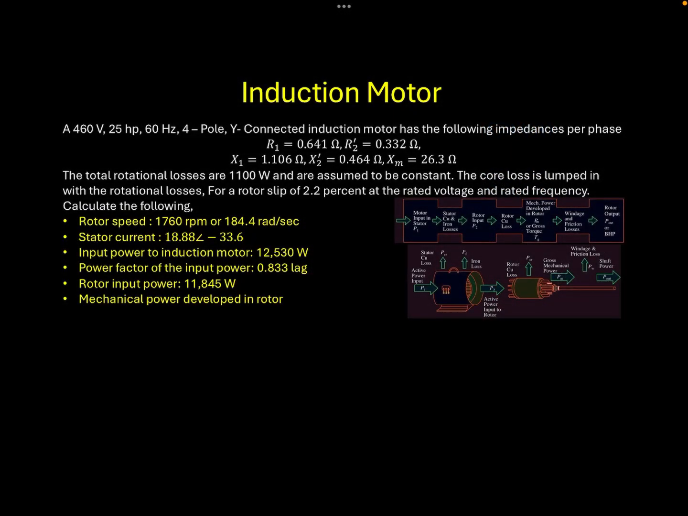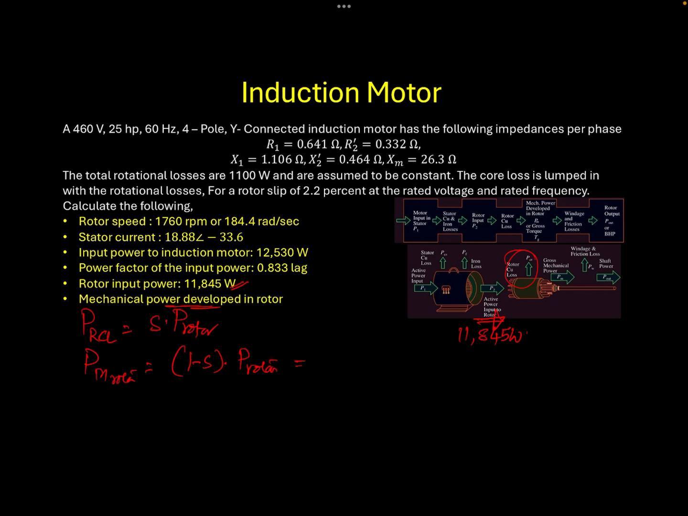The amount of power given as an input to the rotor circuit, or the amount of power crossing the air gap, is 11,845 watts. We know that there will be rotor copper losses. The rotor copper loss, P rotor copper loss, is usually S times P rotor. Whatever power you get at the output of the rotor, which we consider the mechanical power developed in the rotor, P mechanical, is 1 minus S times P rotor.